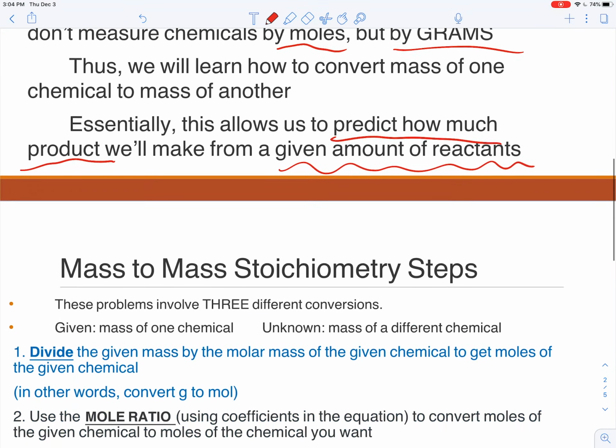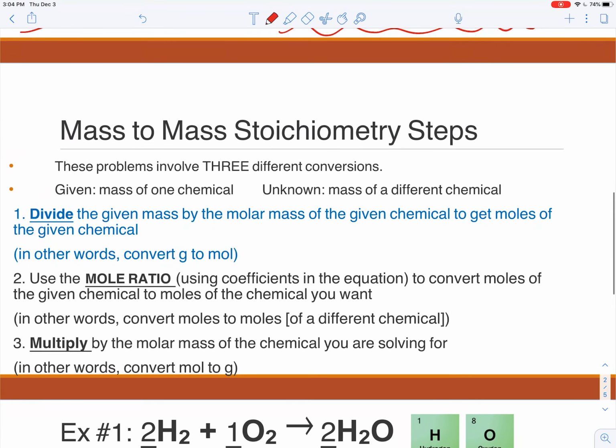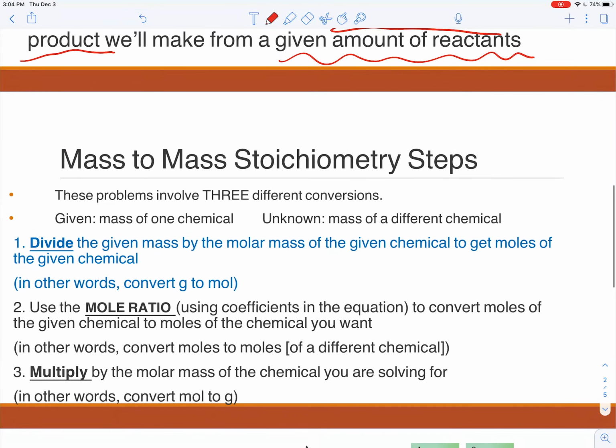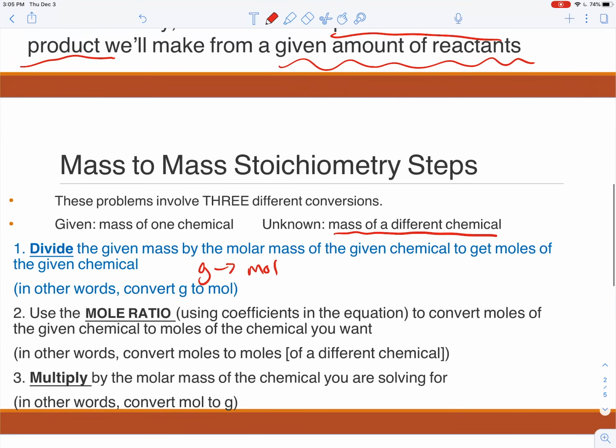It's similar to the stoichiometry that we learned yesterday with one added step. Okay, so the added step is in blue here. So that's 3 different conversions, okay? Usually we're given the mass of one chemical and we want to find the mass of a different chemical. So the first step is the new step. We want to start by dividing by the molar mass of the given chemical. So in other words, we're converting from grams to moles, okay?